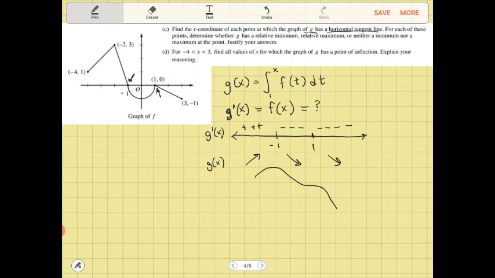And we only see a relative maximum at negative 1. So we have horizontal tangents at x equals negative 1 and 1, and a relative max, sorry, I'm rushing through this, a relative max at x equals negative 1.